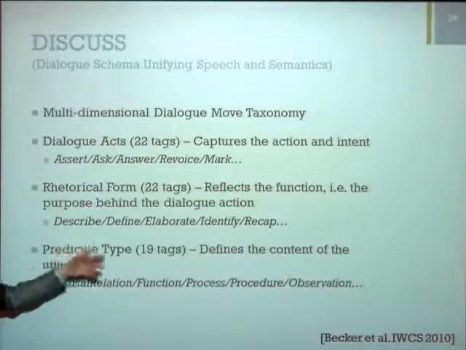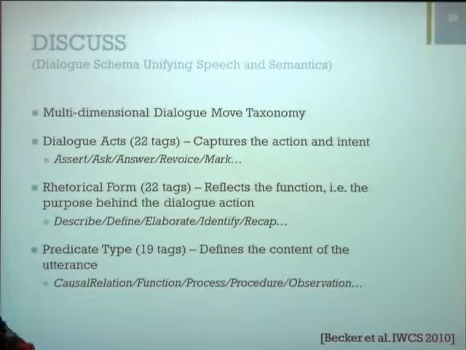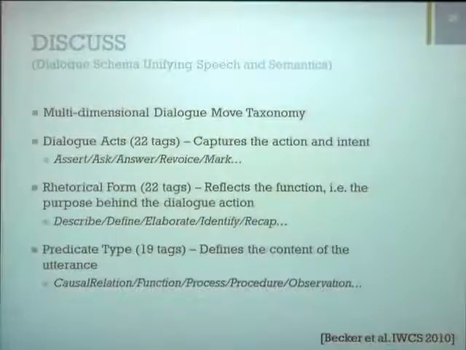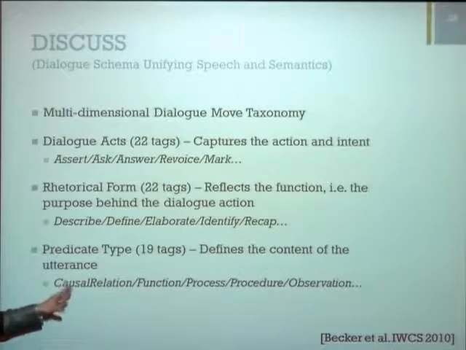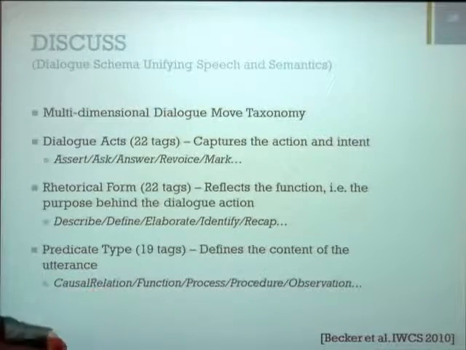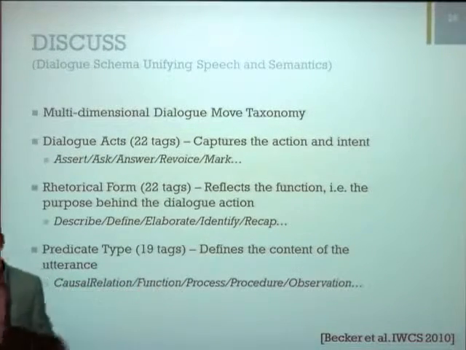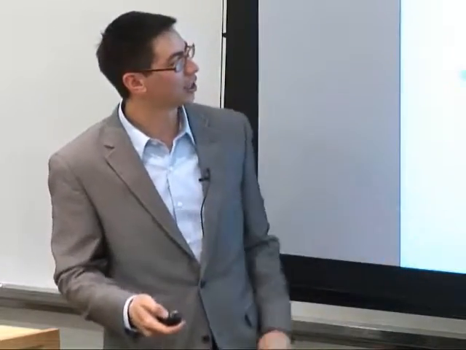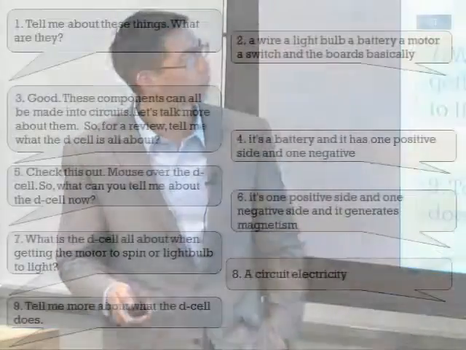In the middle layer is the rhetorical form, and this refines the action when it's appropriate. So it might be a question that's asking them to describe, or a question asking them to define. What is the question really trying to achieve? What is the function of this question? And then getting at the content, the predicate type. It might be that they're talking about some cause and effect relationship, or a function, or process, or an observation. These acts were inspired partially by going through the dialogues and seeing what we actually had come up, and also by what I saw in the literature.